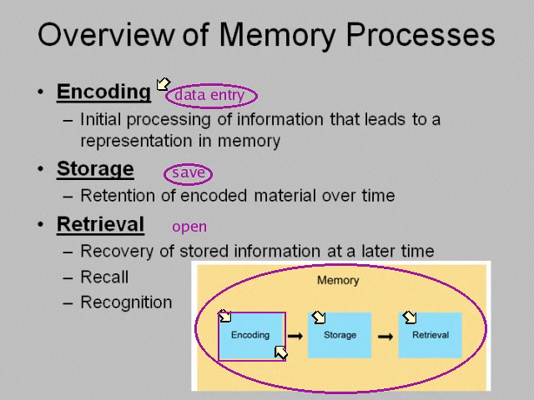Okay? When we open the document, it's an Excel file, it's a Word document, whatever the case might be, we want to be able to open it up later on. So if we use that computer analogy all the way through, for encoding, storage, and retrieval, we could say encoding is the data entry stage, storage is when we click save, and retrieval is when we click open. Okay, we recover that stored information at some point in the future.